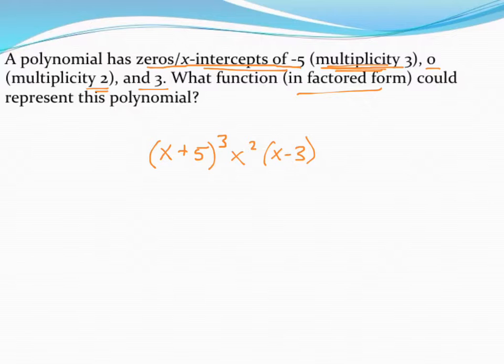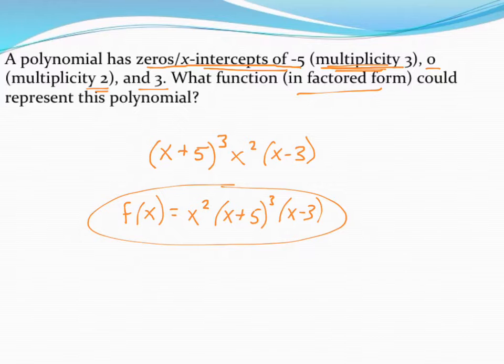And there's my function. I'm going to go ahead and do a couple things just to make it a little bit neater and more accurate, I guess. I do need that f of x in there, or at least y equals in there to make it a function. And then I'll put the x squared in front because we're used to seeing it that way. But the order of the terms doesn't matter at all. I can multiply them in any order and still get the same zeros. So here's a polynomial in factored form that could represent what was described up above.